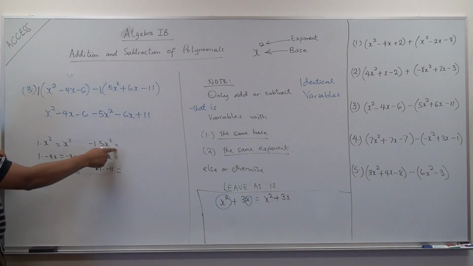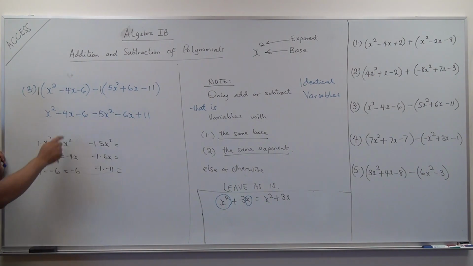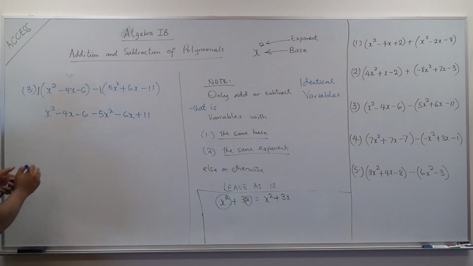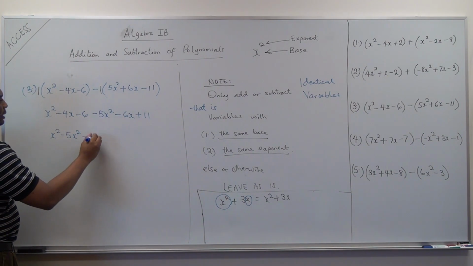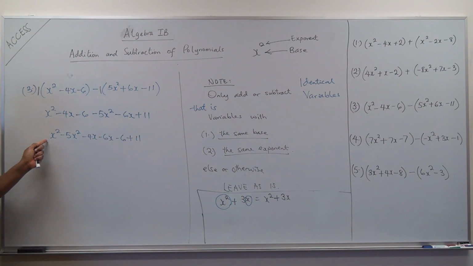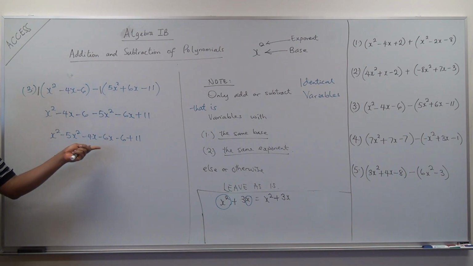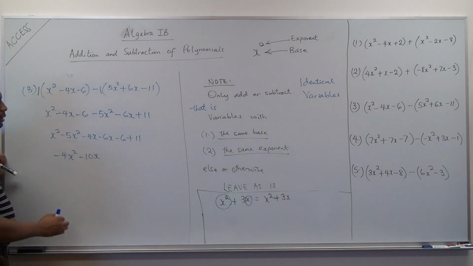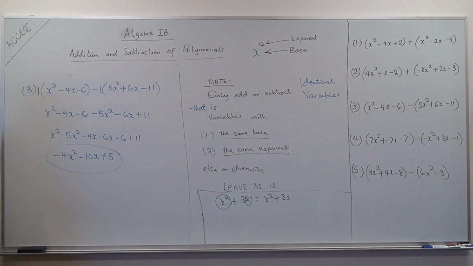So that's how we got all this. Negative 5x squared, negative 6x, and then positive 11. And here, x squared, negative 4x, negative 6. So it's kind of good to be familiar with this, okay? And then we now get the like terms: x squared minus 5x squared minus 4x minus 6x minus 6 plus 11. You have 1, you owe 5. That means you have 4. You owe 4, you owe 6. You owe 10. You owe 6, you have 11. You have 5. That becomes it.